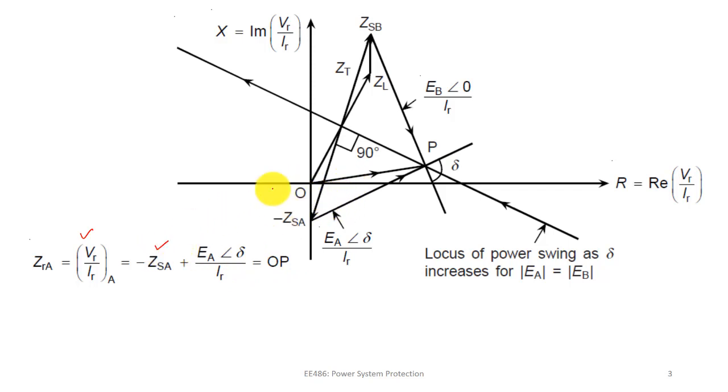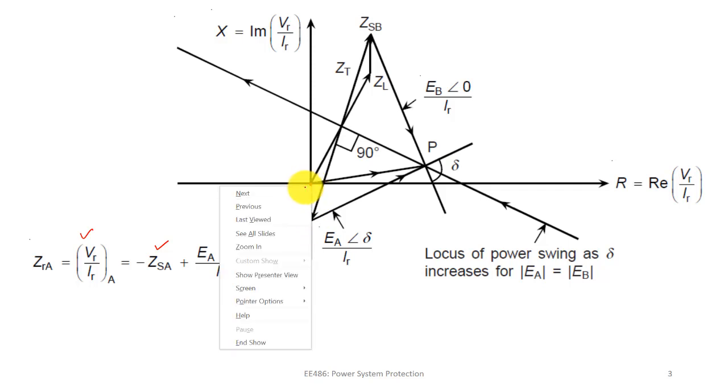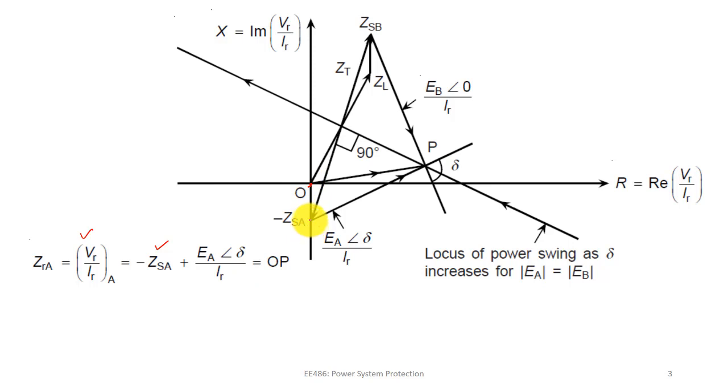Which curve will it show? Now let us plot it. It will be minus ZSA. So if we start from the origin, then minus ZSA will be this, right? Then your plus EA by IR, what is this? This is nothing but EA by IR. Already I told you that this is your ZT. Sorry, let us see it. It will be your ZT plus EB by IR, right?